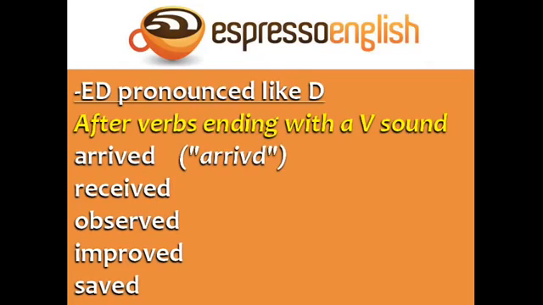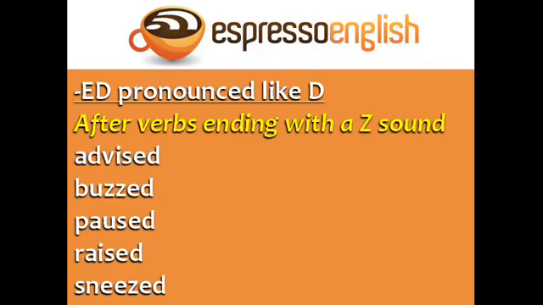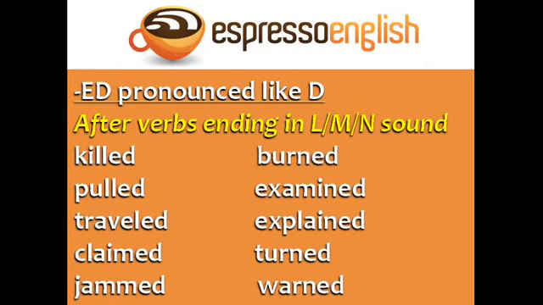It's also pronounced like D after verbs ending with a V sound. Arrived, received, observed, improved, saved. ED is pronounced like D after verbs ending with a Z sound. Advised, buzzed, paused, raised, sneezed. ED is pronounced like D after verbs ending in an L, M, or N sound.